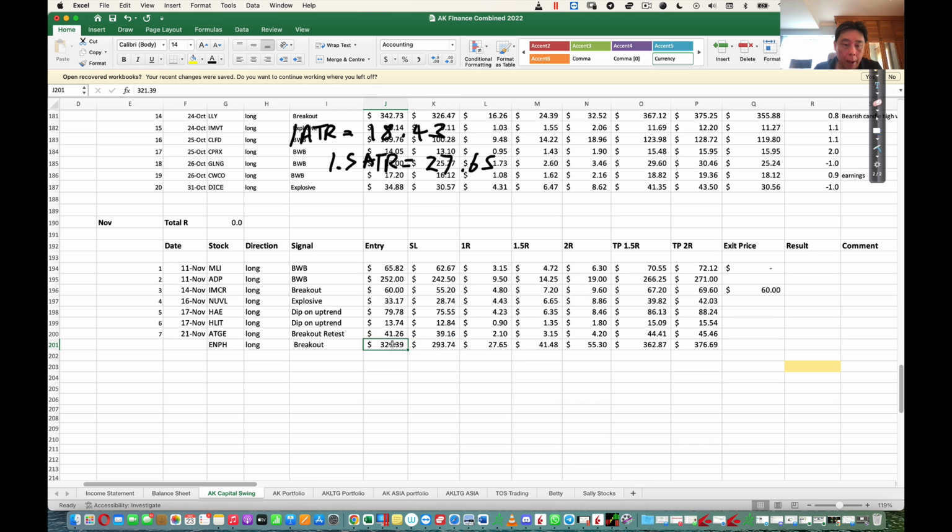So I'm buying at 321.39. That's my intended entry price. Stop loss 293.74. So my risk per share, my 1R distance, is 27.65, and my profit target at 1.5R would be 362.87. That's my first profit target. Second profit target at 376.69. And let's say I would enter it today, that would be today, the 23rd of November.